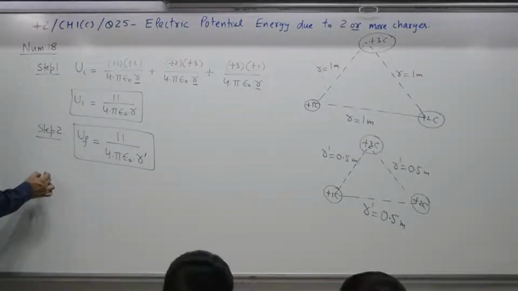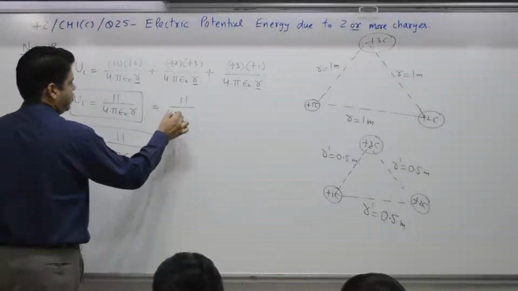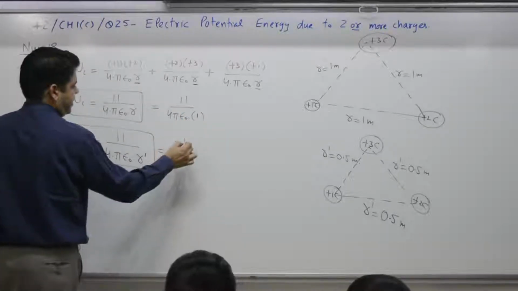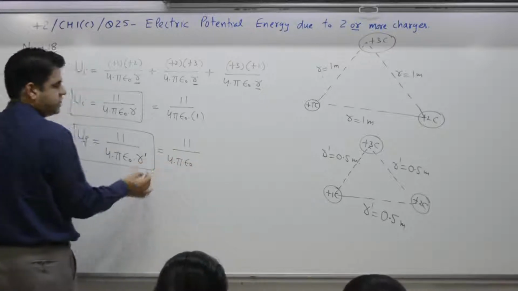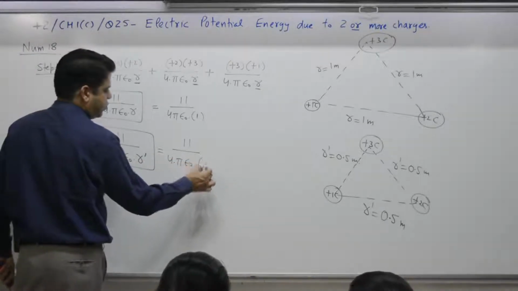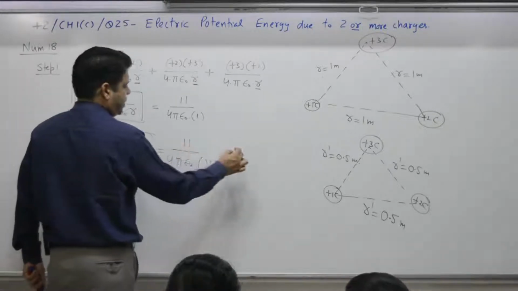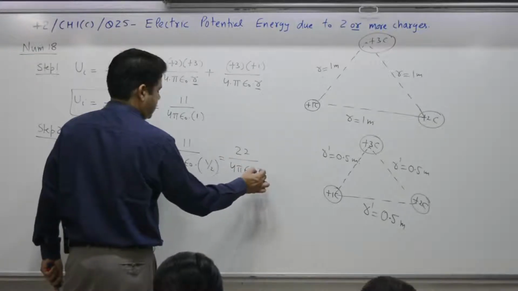So, if R is equal to 1, your initial answer is 11 by 4 pi epsilon naught. R dash is 0.5, 0.5 means 1 by 2. Means what? 22 over 4 pi epsilon naught.